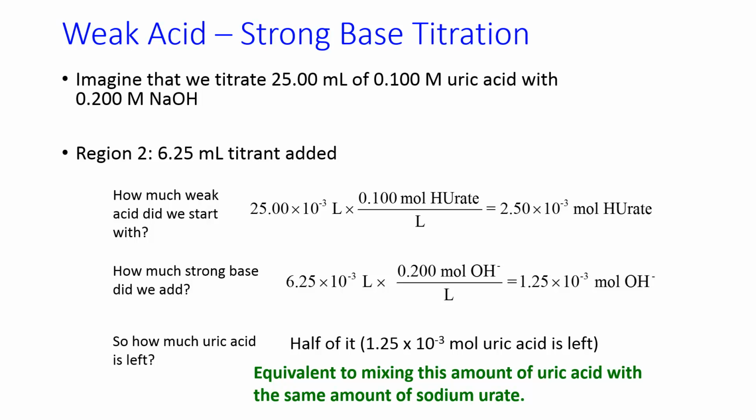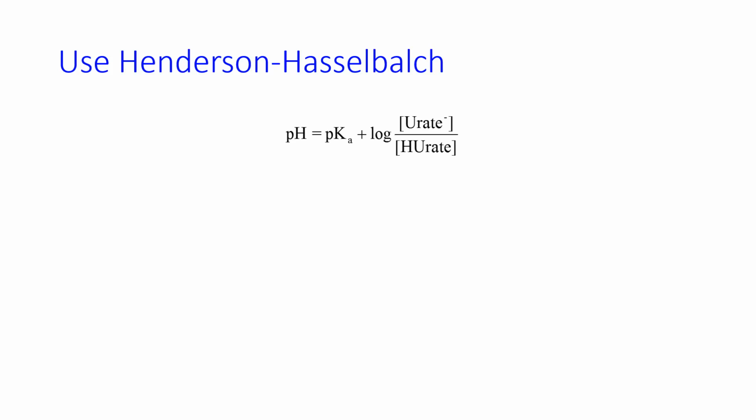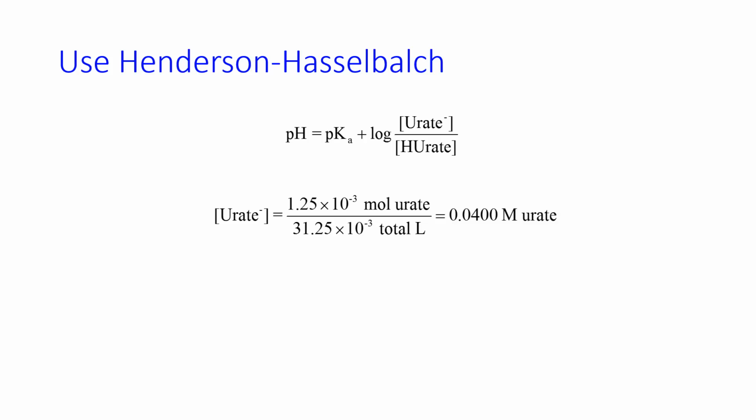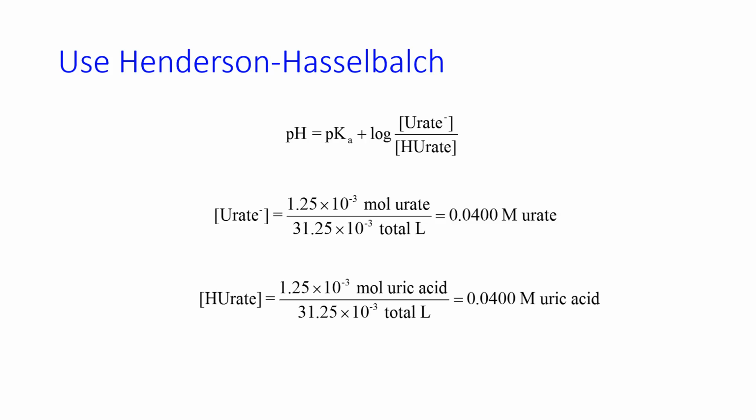Now, phrasing it this way should help you recognize that this is a buffer system. So we need to use the Henderson-Hasselbalch equation. When we do this, we can just put in the numbers from the previous slide. The pKa is just the negative log of the Ka. And the urate concentration and the uric acid concentration are equal. We know we had the same amount. You can divide by the volume and convert to molarity, but you don't really have to.